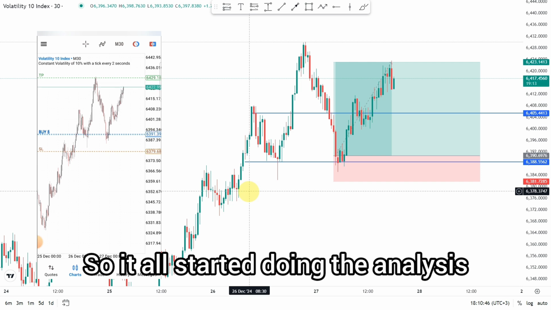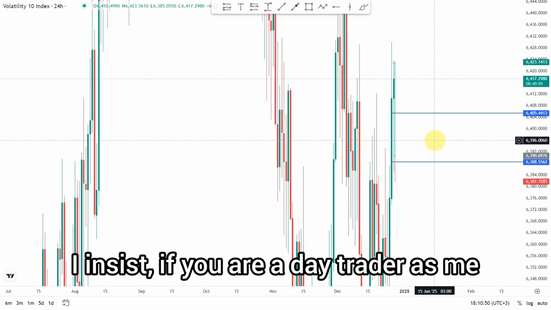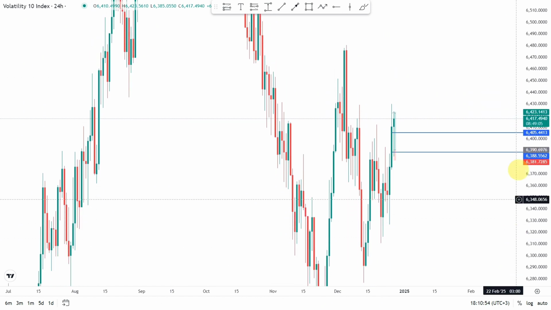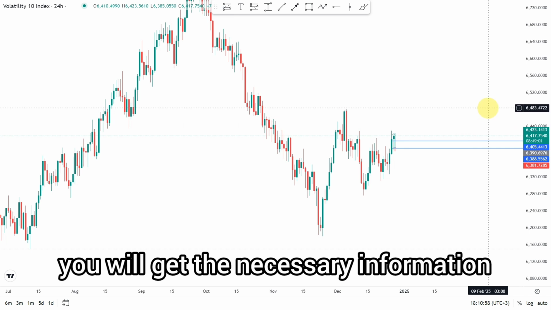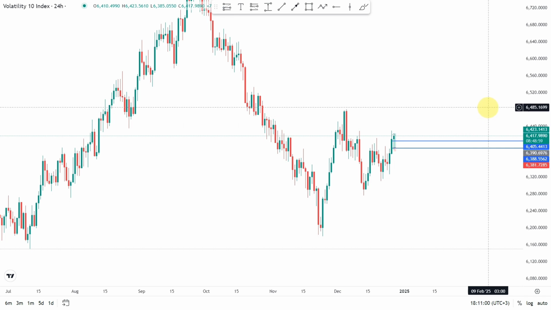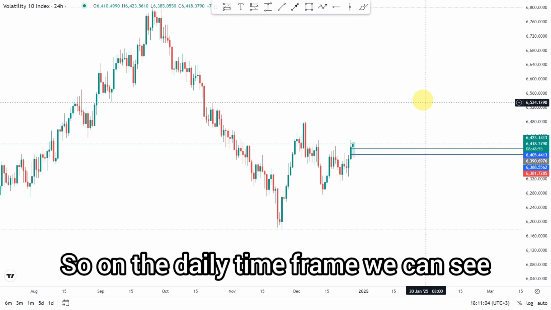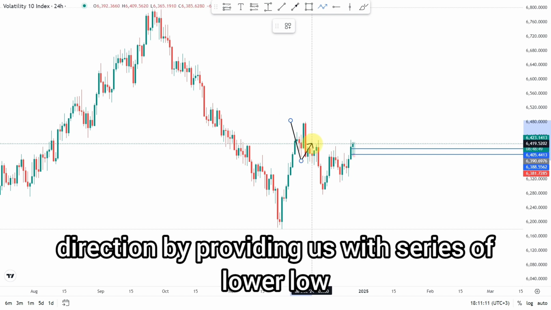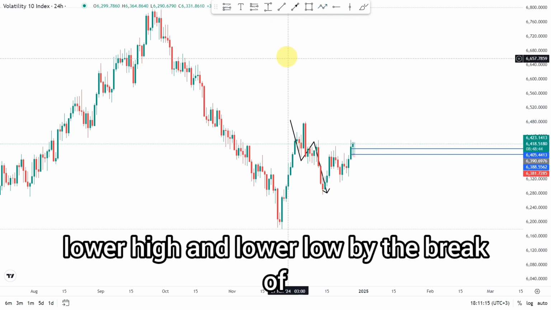So we always start doing the analysis on the daily time frame. I insist, if you are a day trader like me, you must always start your analysis on the daily time frame, because on the daily time frame you will get the necessary information that the market will provide you for that particular day. So on the daily time frame, we can see that this market has been moving in a downtrend direction, providing us with a series of lower lows and lower highs, with a break of this structure right here.